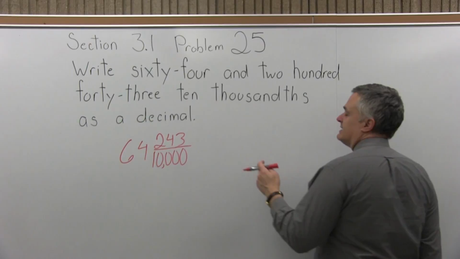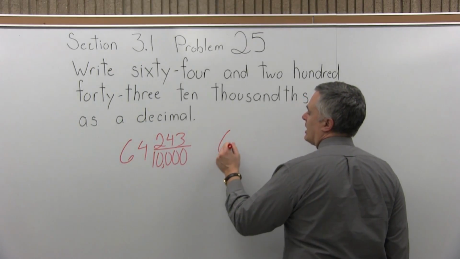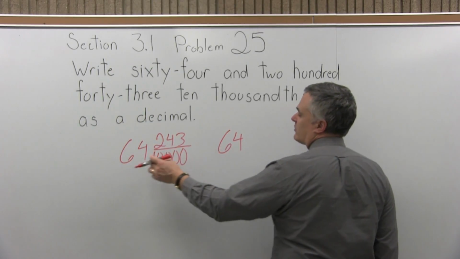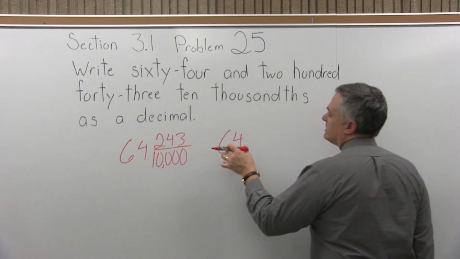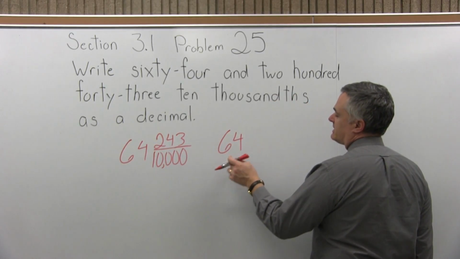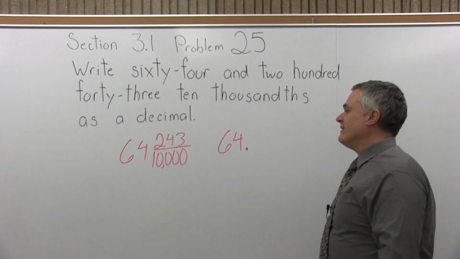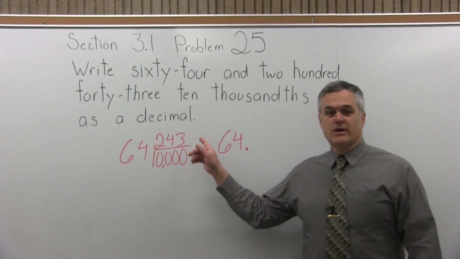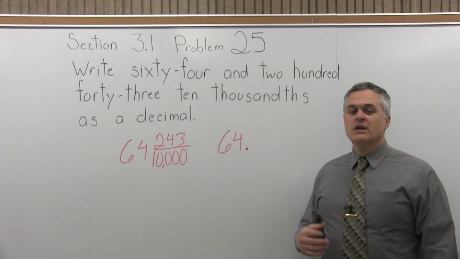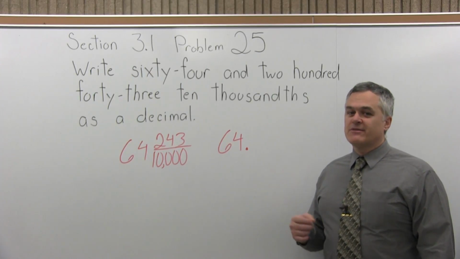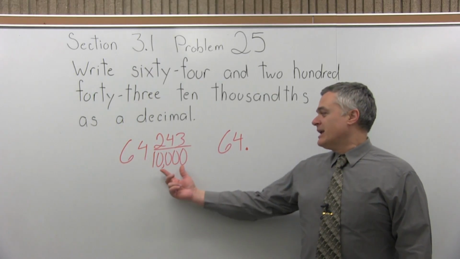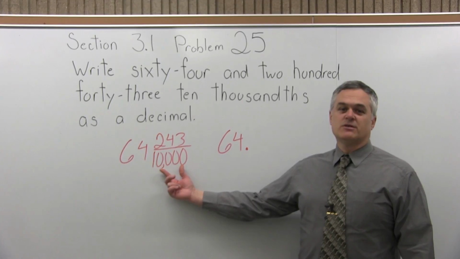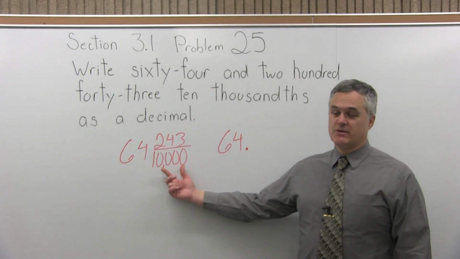So to write it as a decimal now, the whole number in front will stay the same, of course. 64 is in front of the fraction, so I will also have 64 in front of the decimal. Now, in the decimal, I'm going to have the numerator of the fraction, the 243. The question is, how many places after the decimal point do I need? It must be equal to the number of zeros in the denominator, in this case, 4 zeros.